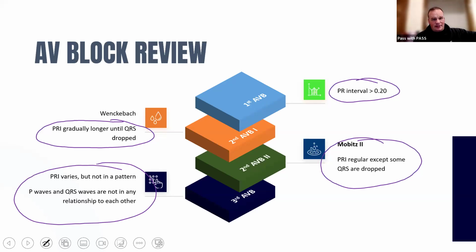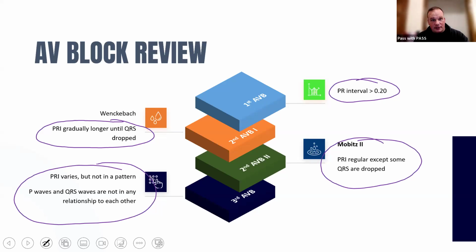It's not consistently getting longer until we drop a beat. It's not staying the same for every conducted beat. My P waves are doing their own thing. My QRS complexes are doing their own thing. Okay. So once you recognize this is a block, which I don't think is the issue many paramedic students face. I think most paramedic students can realize, yes, this is a block.